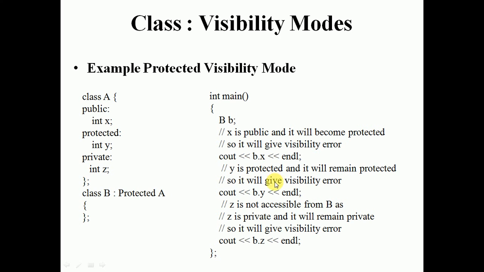Now next, y was in the protected section, that will remain a protected member in class B. As a protected member, we cannot access that outside the class, so here is a visibility error. Z was in the private section, that we cannot inherit, so we cannot access it outside the class or using the inherited member also, so this will also give a visibility error.